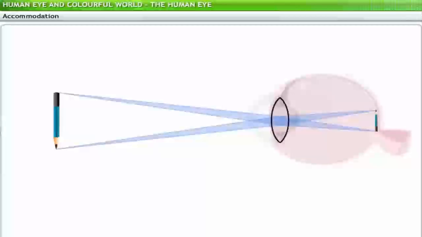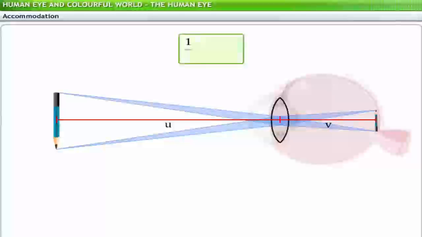Remember the relation between the object distance u, image distance v, and focal length f of a lens? Let's refresh your memory. The relation between the object distance u, image distance v, and focal length f is represented by the expression 1/f = 1/v - 1/u. In this relation, all distances are measured from the center of the lens.